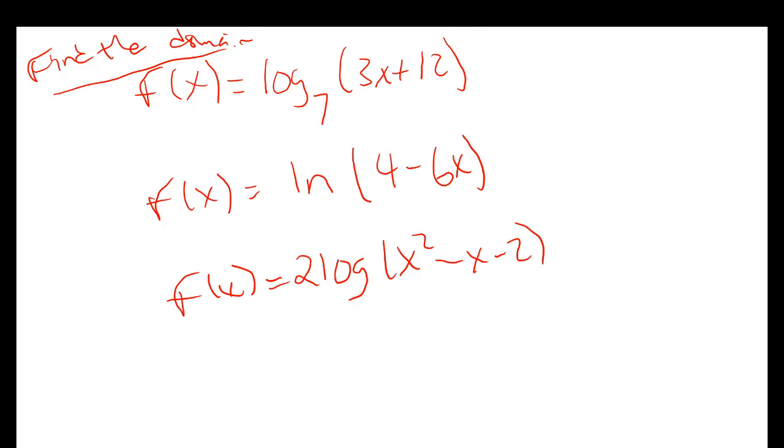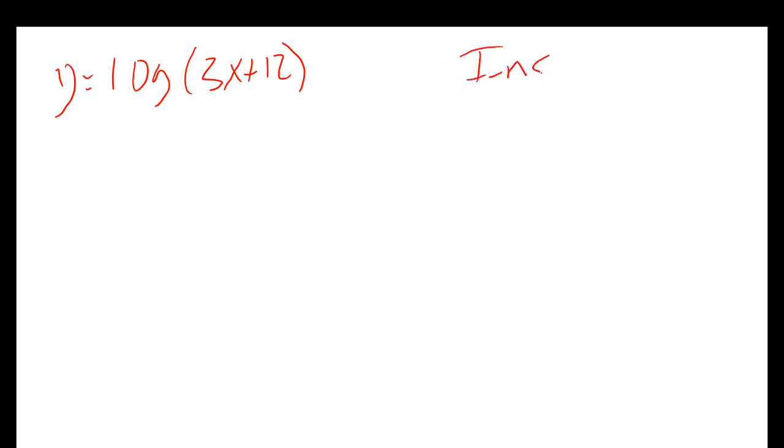All right. So we're here, doing the first one. We have log 7, 3x plus 12, and we're trying to find the domain. Remember, to find the domain of a logarithm, you take the inside and set it greater than 0. So you have 3x plus 12 is greater than 0.